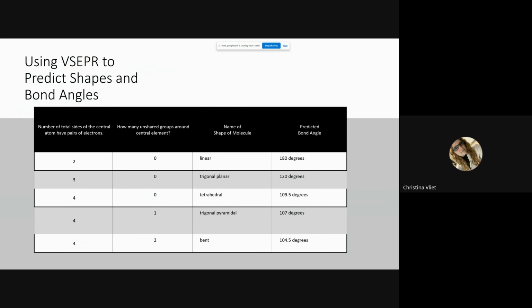This basically is you count the size of your atom, how many pairs of electrons you have, how many of those are unshared, and then you get the shape and the bond angle. And I have it all printed for you. But I wanted to give you a method to try to understand how to get each of the shapes and how to get each of the bond angles, not just tell you to memorize it.